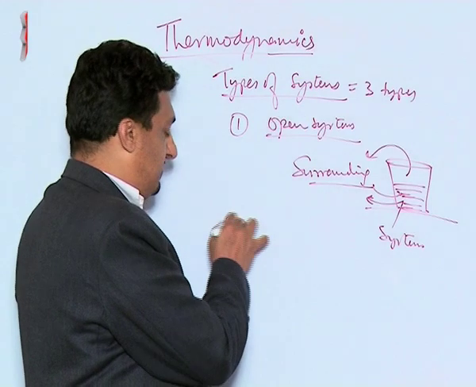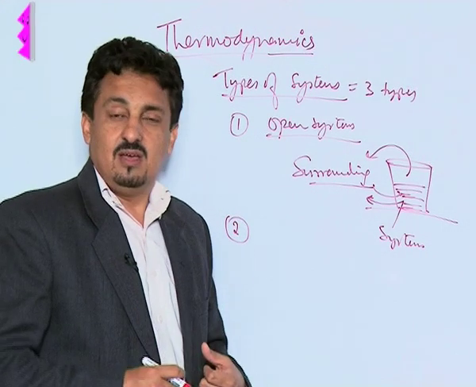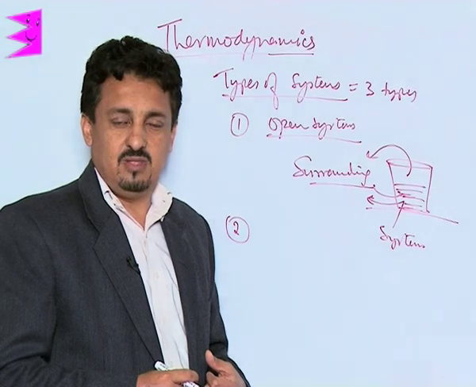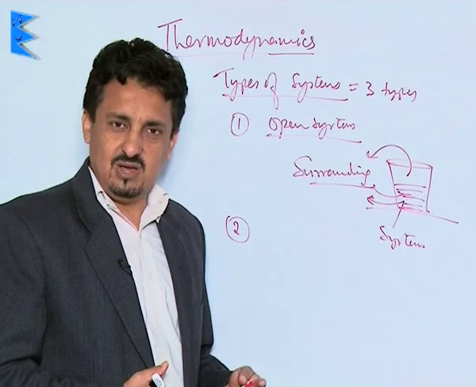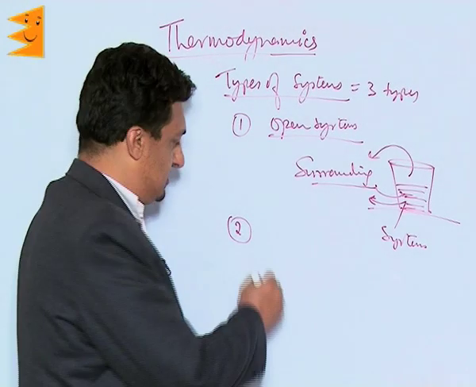Remember, all living beings are examples of open systems. They take up substances from around in the body and give out waste material. So material exchange is taking place, and energy exchange is taking place.